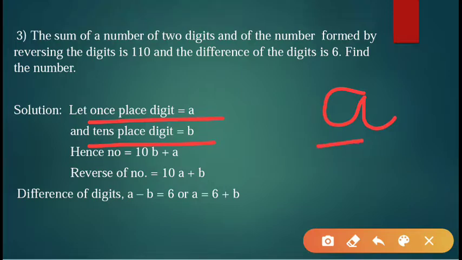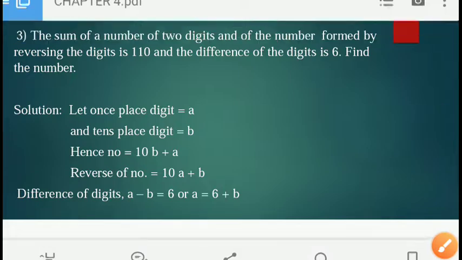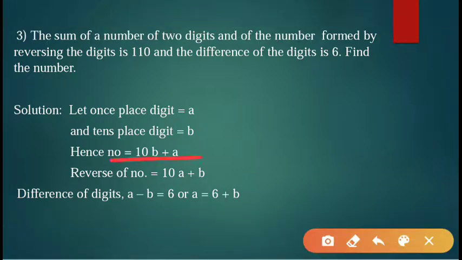Why? Because a is in the unit place, then plus the tens digit. This is the tens digit, so multiply by 10b. This will be your number. Okay, 10b plus a, like the previous question, will be your number.